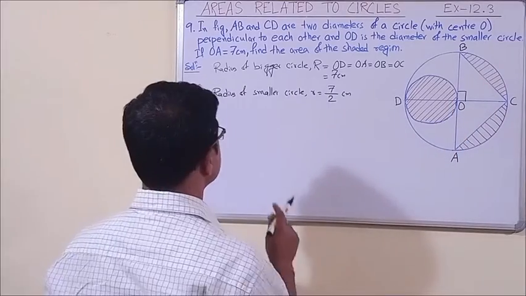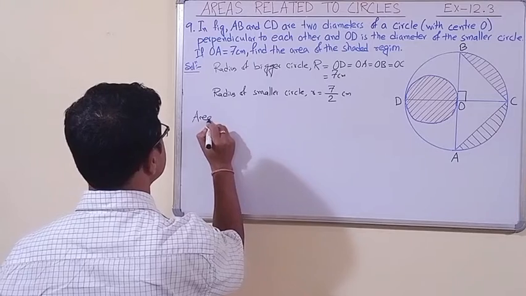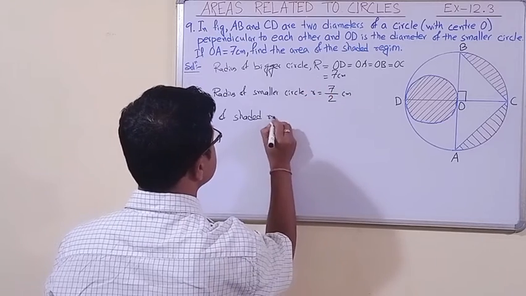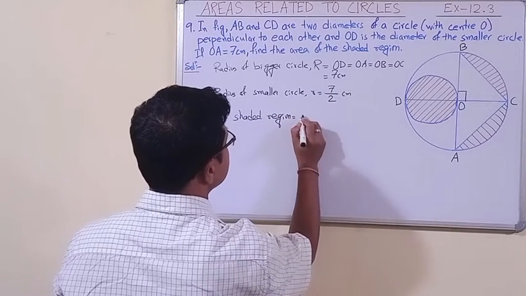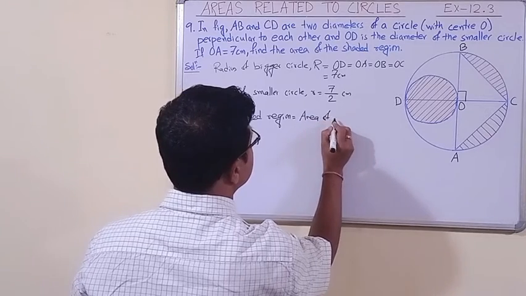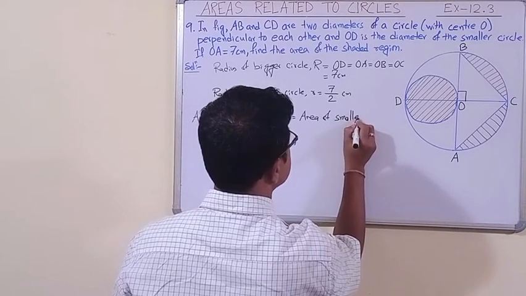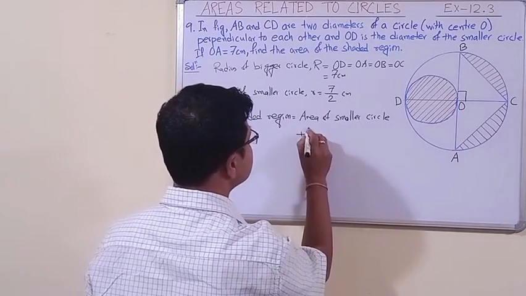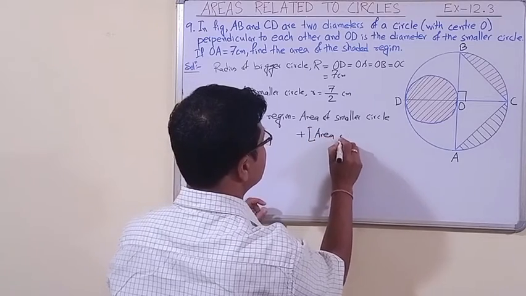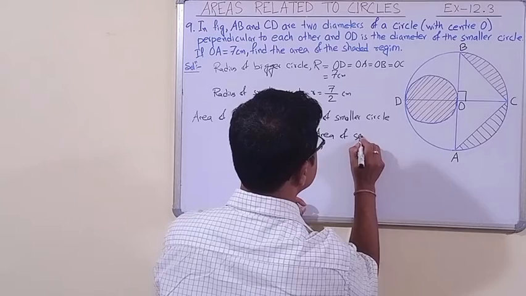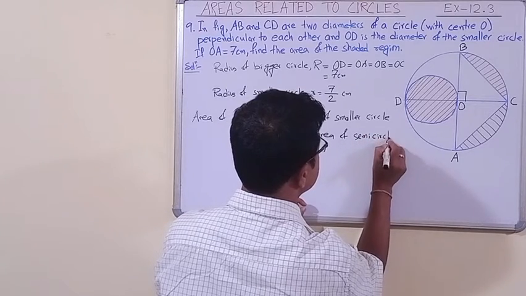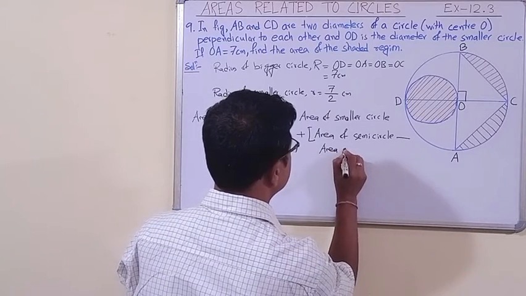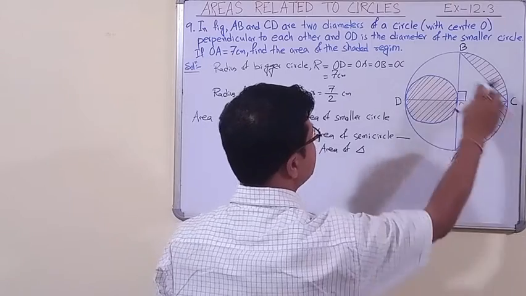Okay, so let us do it. Area of the shaded region is equal to the area of the smaller circle plus the area of this semicircle, this is a semicircle, minus the area of this triangle. What is the name of the triangle? ABC.